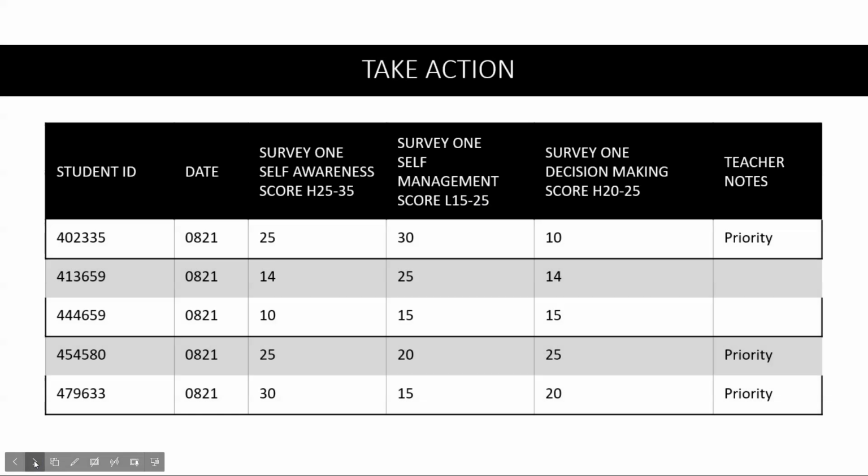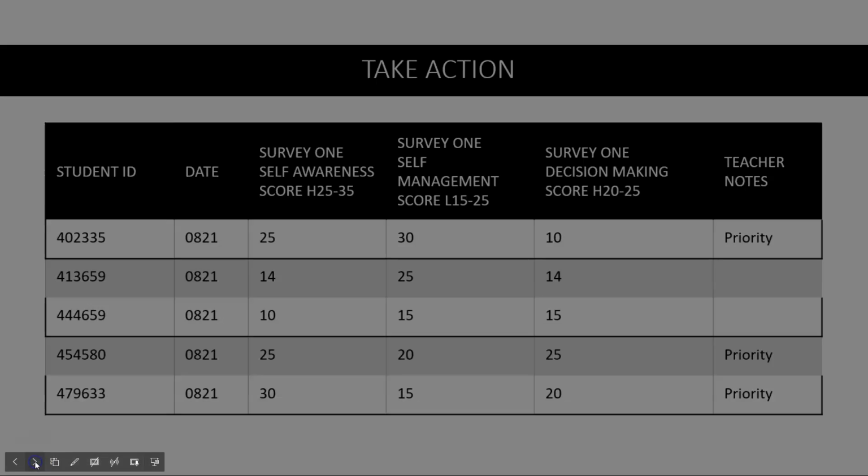So here's an example of some scores from a survey, and we have established that a high score between 25 and 35 will definitely put a student on the priority list. And so we have several students in this category, and they will either have one-on-one intervention or something else deemed necessary by the teacher and administration.